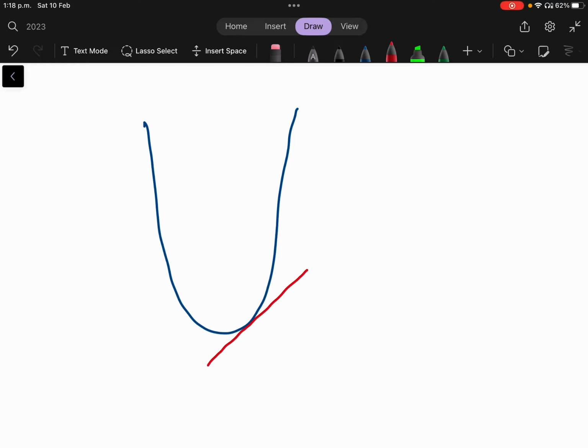So what is a tangent? Tangent is the line which touches the curve. So this is a quadratic equation, and the red one is a tangent and it is touching the quadratic equation at one particular point. This is the point where it touches the curve.